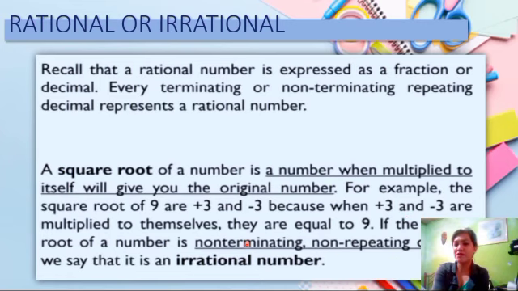If the square root of a number is a non-terminating, non-repeating decimal, we say that it is an irrational number. Examples.